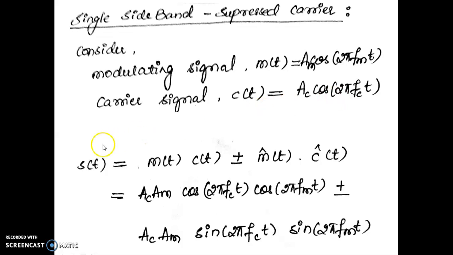fc. So the modulated signal of an SSB includes the product of m of t and c of t, with either the addition or subtraction of the Hilbert transform of the message signal and the Hilbert transform of the carrier signal. The plus gives you the lower sideband, and the subtraction of m of t c of t with m cap of t and c cap of t will give you the USB part of SSB, that is the upper sideband, and lower sideband. S of t considers both the lower sideband and the upper sideband.